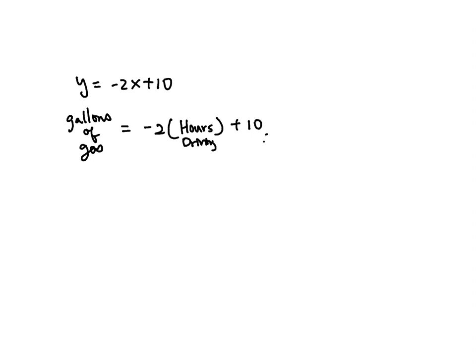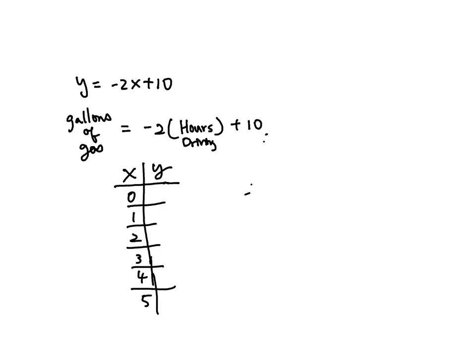Alright, so let's go ahead and create a table first. Because we're talking about actual hours for X, 0 is about as small as we can go. You can't have negatives. You can't drive negative hours. This is not Back to the Future or Back to the Past, right? So we're going to start with 0, 1, 2, 3, 4, and I'm going to stop at 5, and you're going to see exactly why pretty soon.